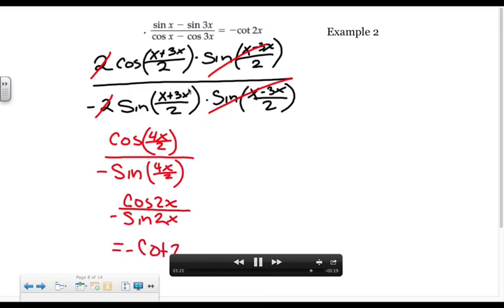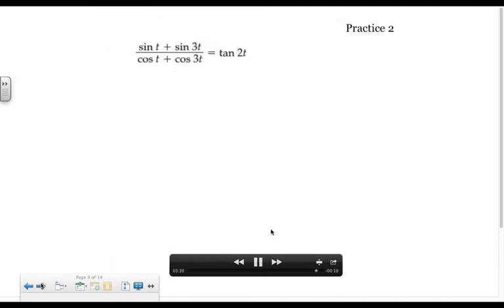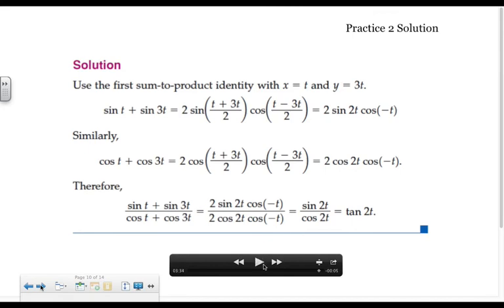Again, I went back and looked for the rules that would help me simplify this, and I used what I could. Sometimes it'll work and sometimes it won't. Here's your practice problem. Here's your solution. Again, we used the sum to multiplication rule and then simplified until we got to tangent of 2t. And that was the end.